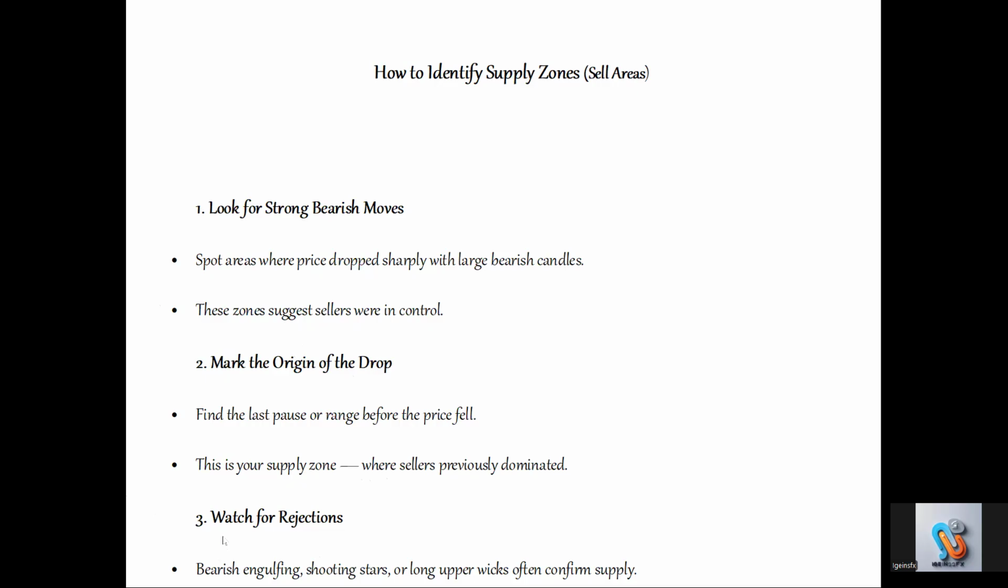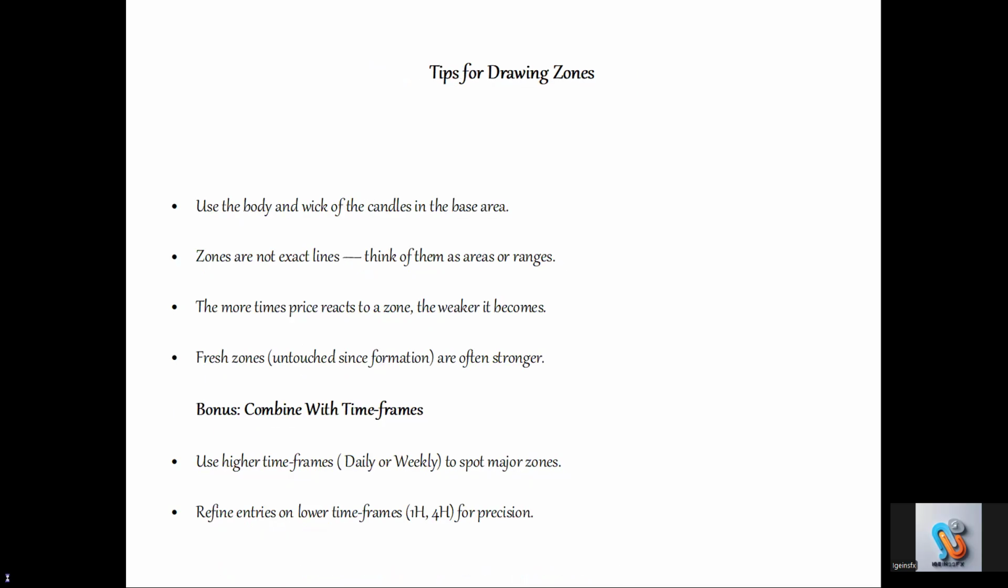All right. Watch for rejections like pin bars, bearish engulfing, shooting stars, or long upper wicks, which often confirm supply. Once you see a very long upper wick, that is a sign that there is supply. Buyers are in need.